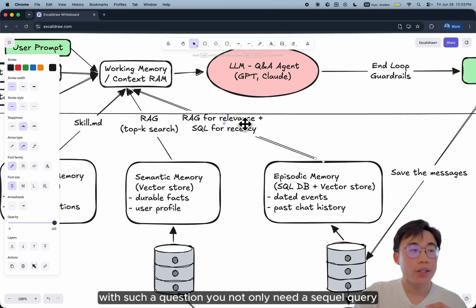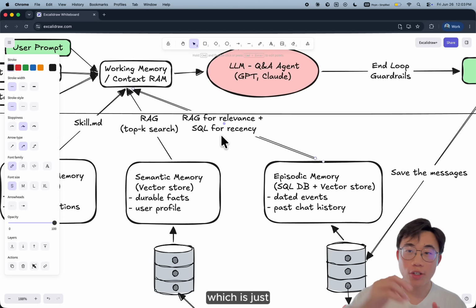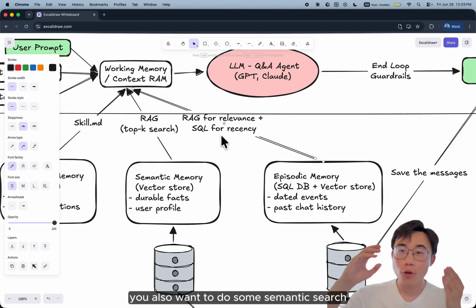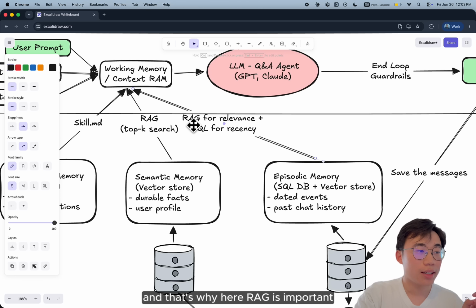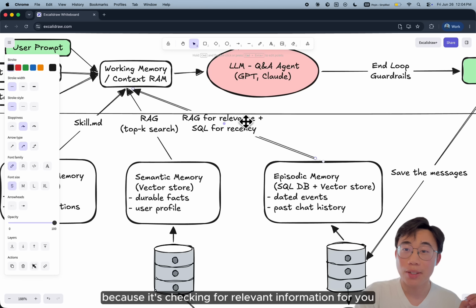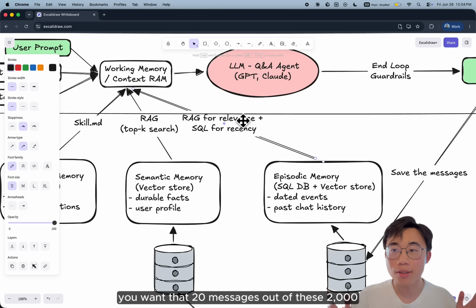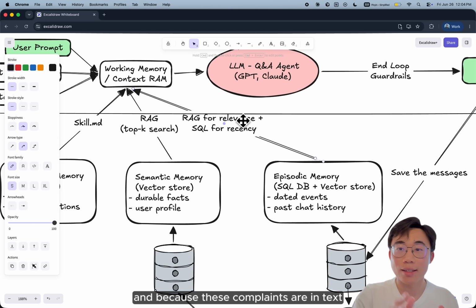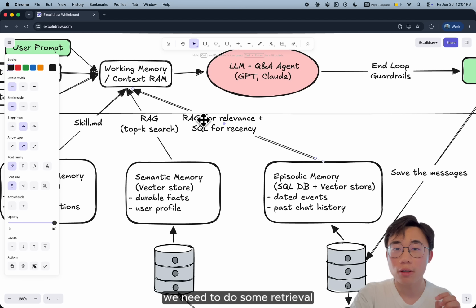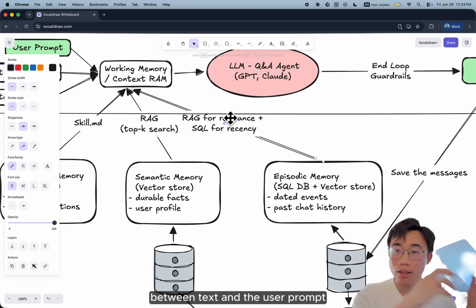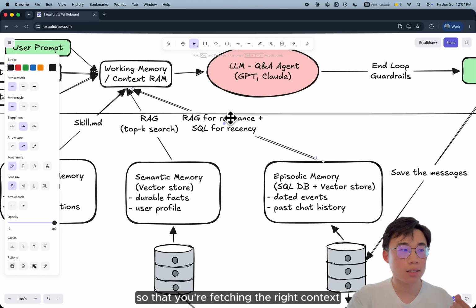With such a question, you not only need a SQL query, which is just capturing the dated events in a data table, you also want to do some semantic search. And that's why RAG is important here, because it's checking for relevant information for you. You don't want the entire 2,000 messages. You want those 20 messages out of these 2,000 that are exactly relevant to what you want. And because these complaints are in text, we need to do some retrieval augmented generation to match the semantic meanings between text and the user prompt so that you're fetching the right context for the working memory.